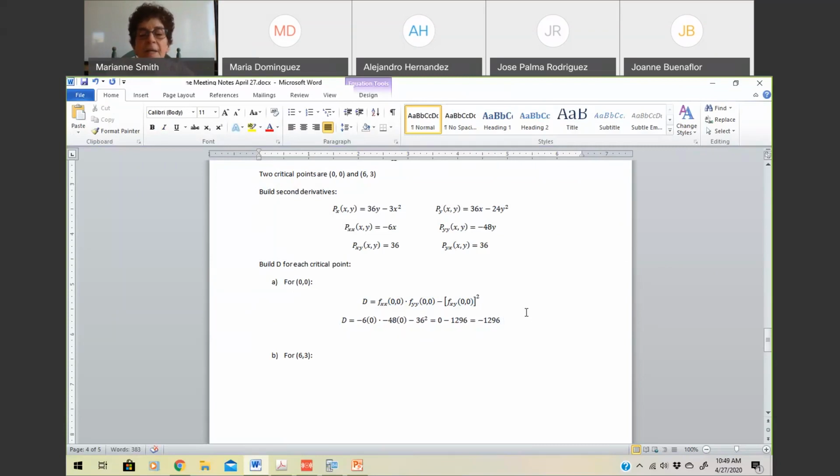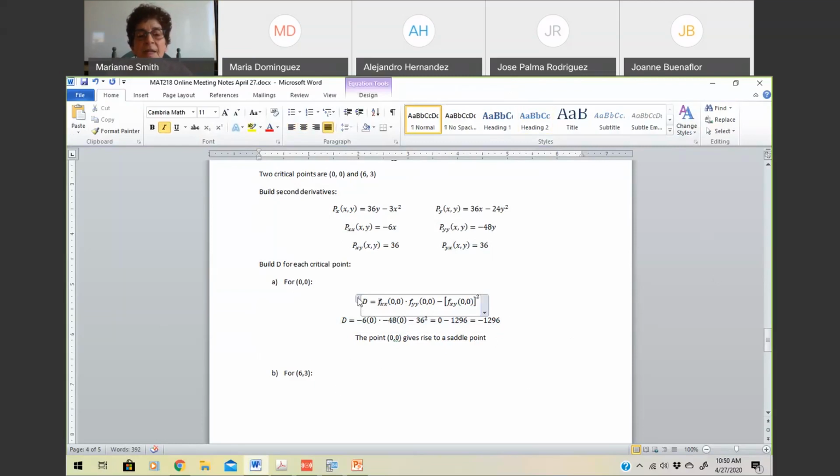And what does that tell you about the point 0, 0? Anybody want to give it a shot? The point 0, 0 gives rise to a what? Anybody remember what a negative discriminant means? It's a saddle, yes, saddle. So we know that we aren't going to get any minimum out of here, or maximum. I guess we're looking for profit. So let's try the other point.